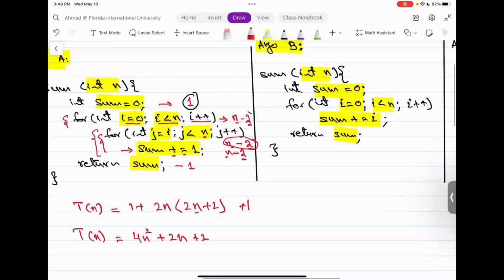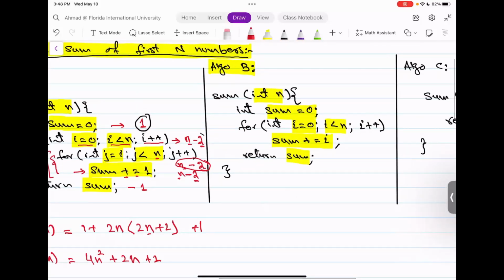Now let's observe this algorithm B. What's happening here? The same thing is happening: we are performing this operation 1 time. This loop is going to run again n times, and we are performing 2 operations for every iteration, making it 2n. Again, this is going to be executed with respect to the outer loop, which is for the n times. So how many operations are we performing? 2 operations only. And at the end of this loop, we are just going to return, which is 1 time only.